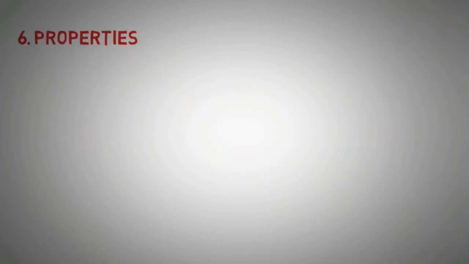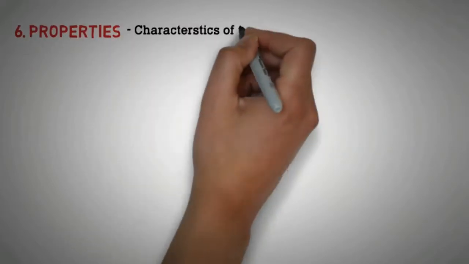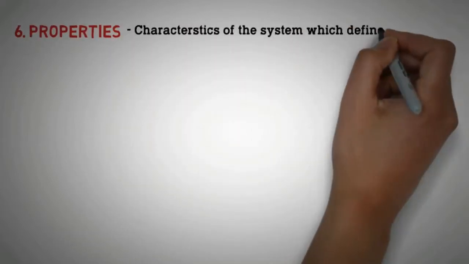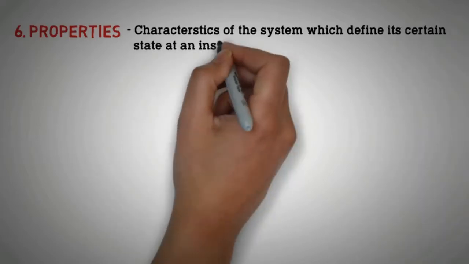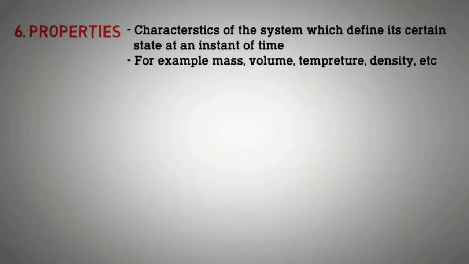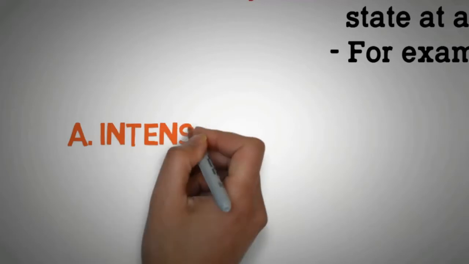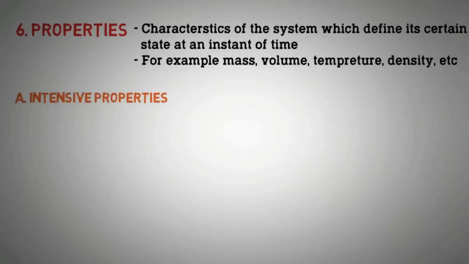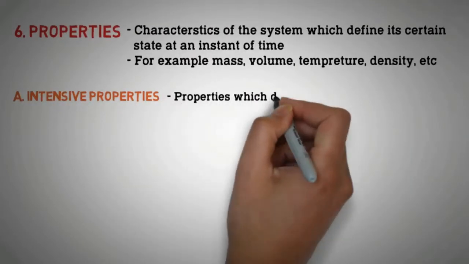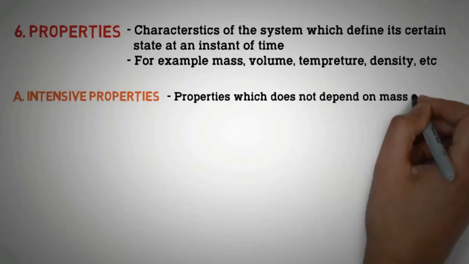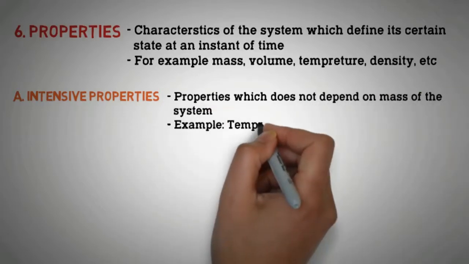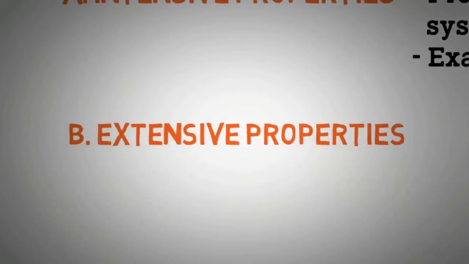Properties. Properties are the characteristics of the system which will define its certain state at an instant of time. For example, mass, volume, temperature, density, etc. Intensive properties. The properties which do not depend on the mass of the system are known as intensive properties, such as temperature and pressure.